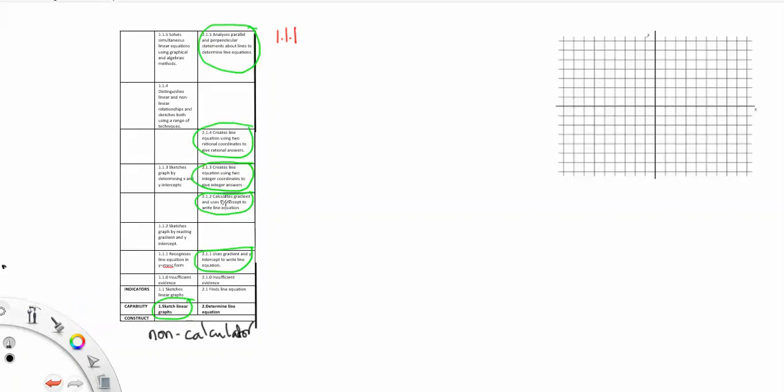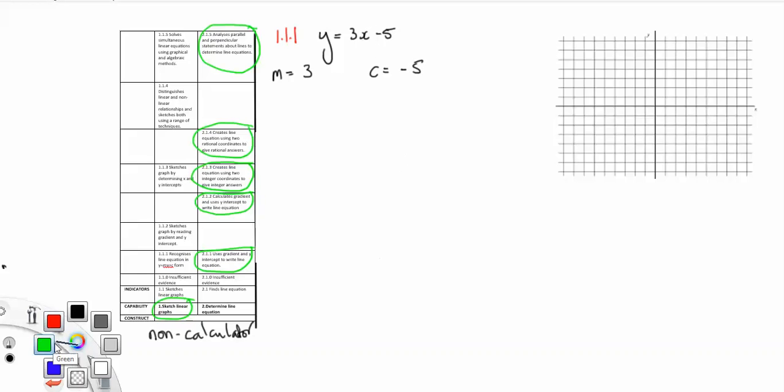So the way that will happen is you'll be given something like y equals 3x minus 5 and told to state, you'll be told to find m and you'll be told to find c. We know m's the gradient, so we know that the gradient's 3, and we can see that the y-intercept is -5. That's what you need to do for 1.1.1.